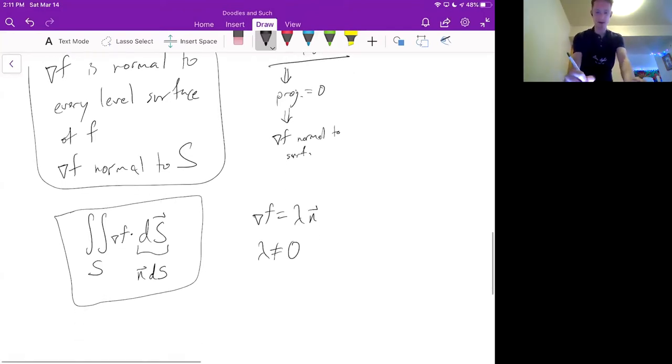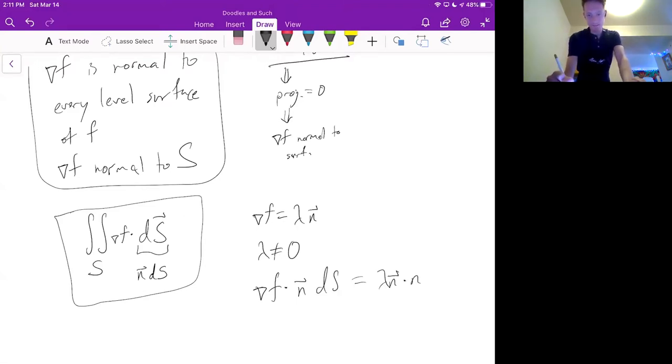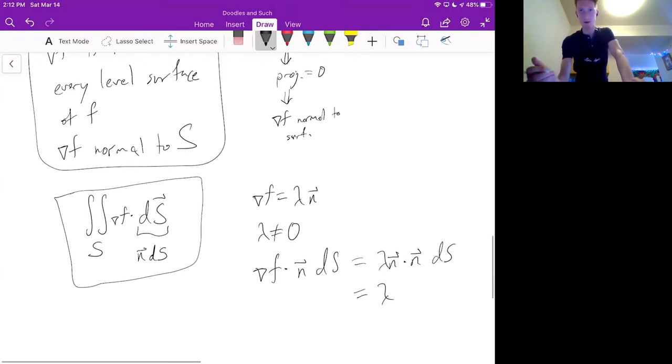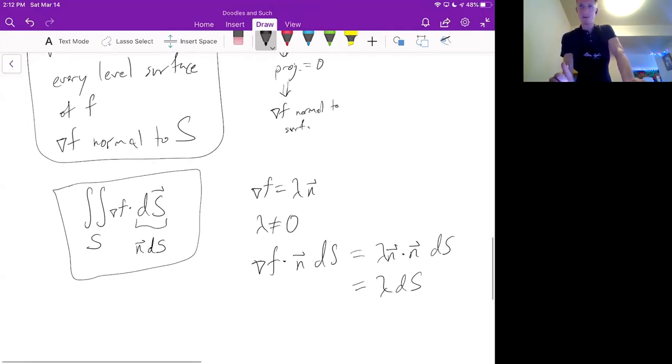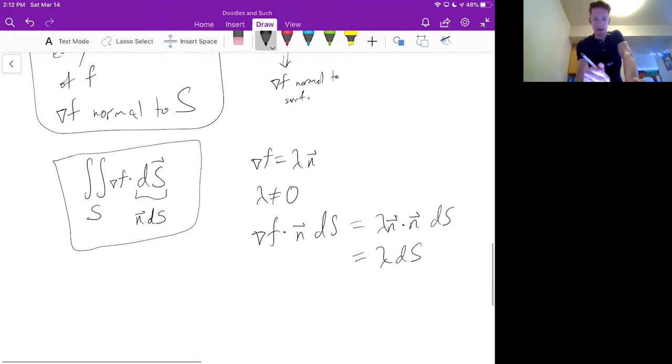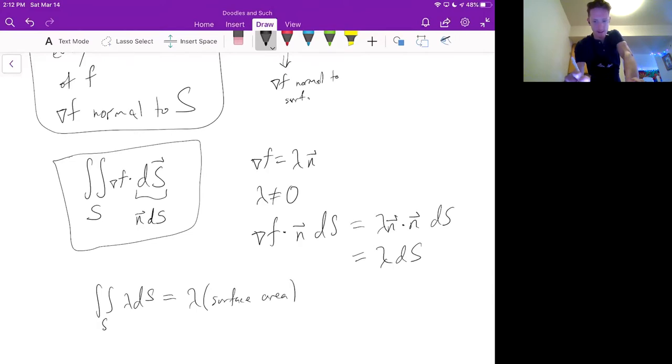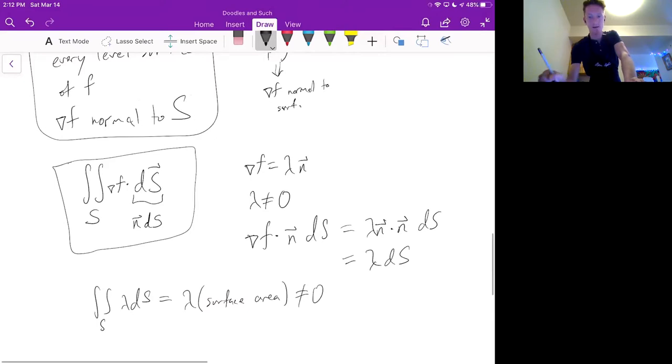And then when I take this dot product, gradient of f dot n ds, what I have is some multiple of n dot n ds, and n was a normal unit vector, so that's this. And now, when I go to do that flux integral, what I end up with is lambda times the surface area. And lambda was not 0, and the surface area was not 0. That's not 0.